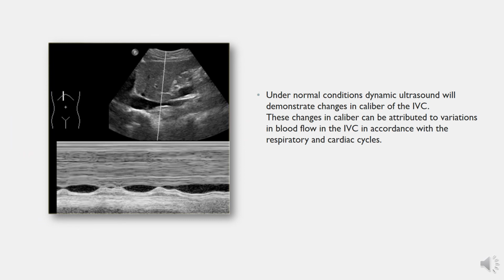Under normal conditions, dynamic ultrasound will demonstrate changes in caliber of the inferior vena cava. These changes in caliber can be attributed to variations in blood flow in the inferior vena cava in accordance with the respiratory and cardiac cycles.